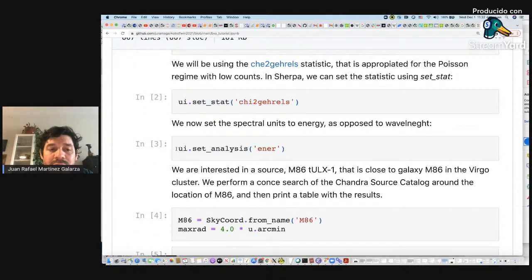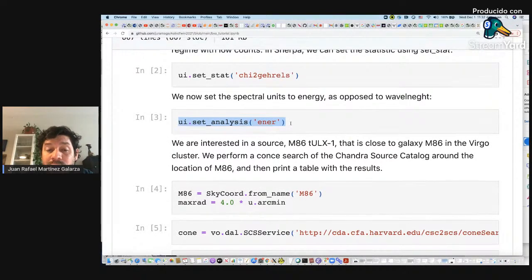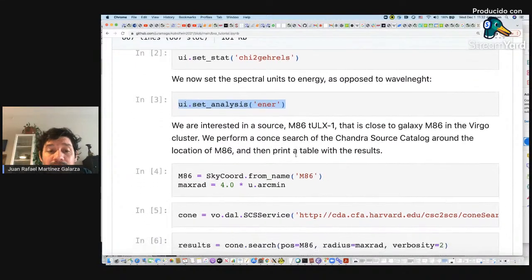And here I'm just setting the units of my analysis to energy units, because when you have a spectrum, you can plot the x-axis in terms of wavelength or in terms of frequency or in terms of energy. So I am going to do it in terms of energy because that's more meaningful for X-ray astronomy. And now I'm going to search for my object.